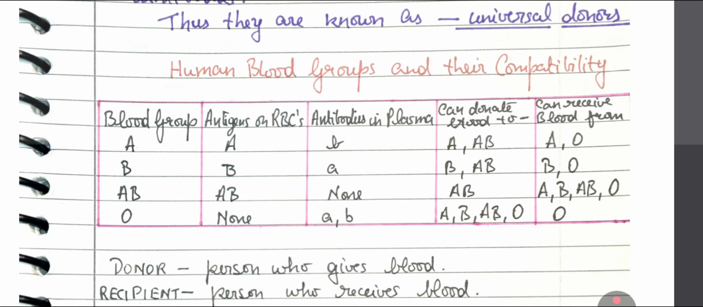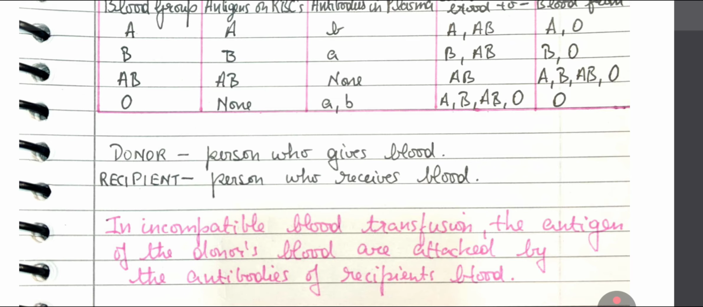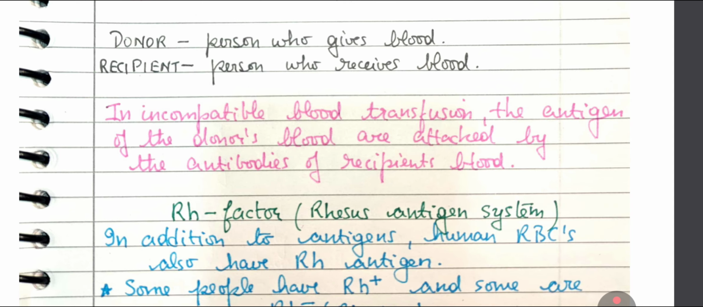O is having no antigen, so it has antibodies A and B and can donate blood to all four. And it can receive, but it can only receive from blood group O. Okay, so it is a universal donor. Now, what is donor and what is recipient? Person who gives blood is donor. Person who receives blood is recipient. I hope this much everybody has understood, children.